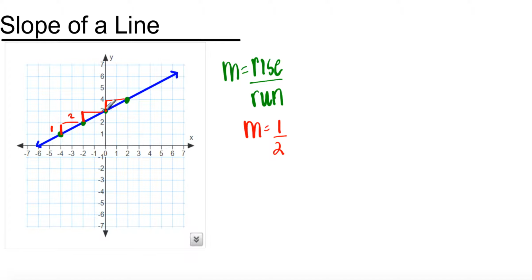Because we're running to the right, our slope is positive. If our line is pointed in the other direction, then in this case, the slope is always going to be negative.